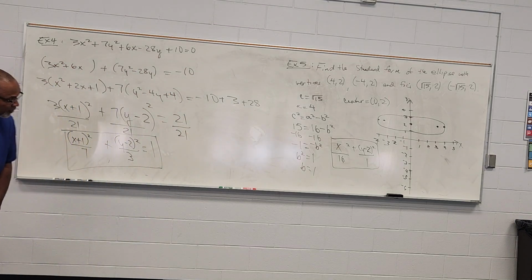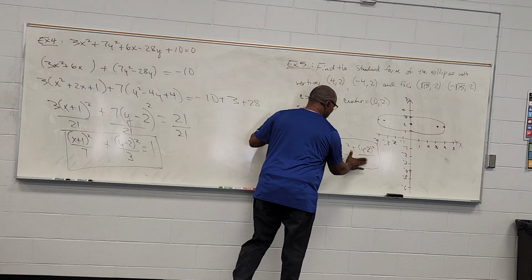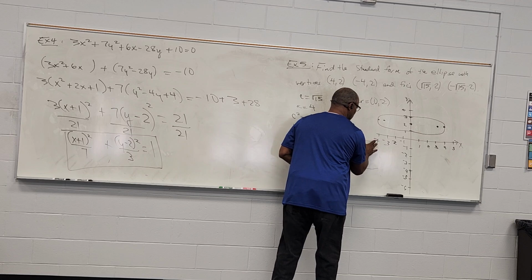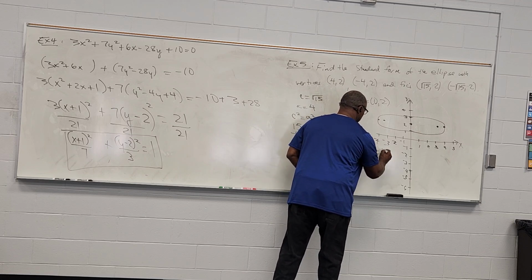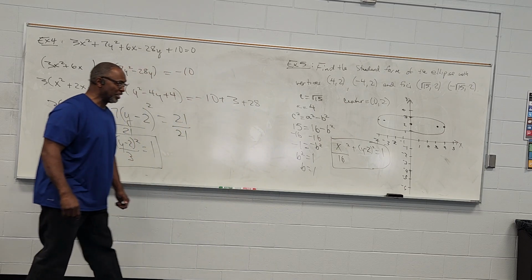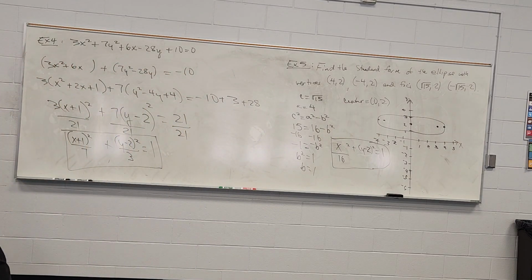Okay? That has, and really, (y minus 2) over 1, anything divided by 1 is itself, right? And it equals 1. All ellipses will be equal to 1 if they're in standard form. All ellipses in standard form are equal to 1. So there's the equation of my ellipse.